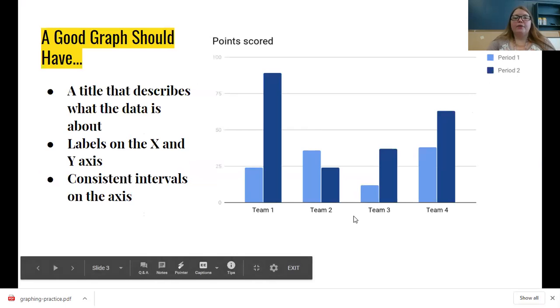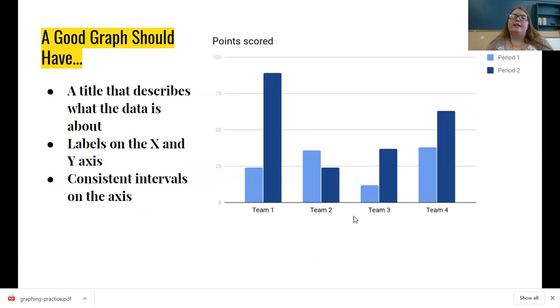So a good graph should always have, like we said, a title that describes what the data is about. Not a random title. This one, "Points Scored," I probably would have been more specific than that. Points scored during the playoff game for the 2020 school year, something to that effect.